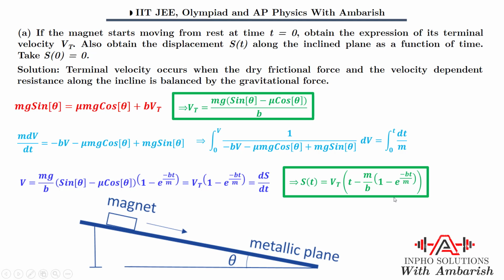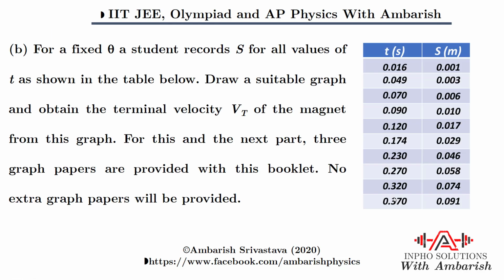Now what else is asked? Let's see. The next part of the question, part B, is: for a fixed theta, a student records the values of s for different values of t as shown in the table, with s in meters. Draw a suitable graph and obtain the terminal velocity Vt of the magnet from this graph. So we are supposed to find the terminal velocity by drawing an s versus t graph.